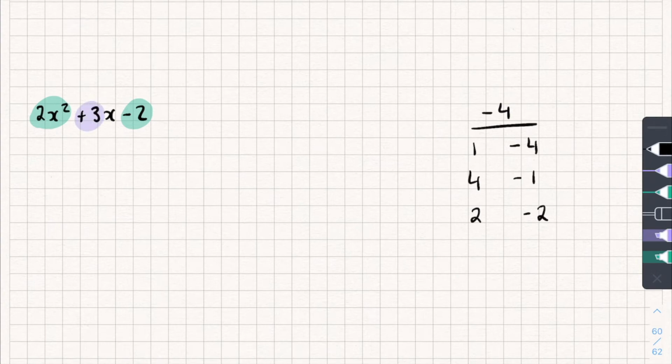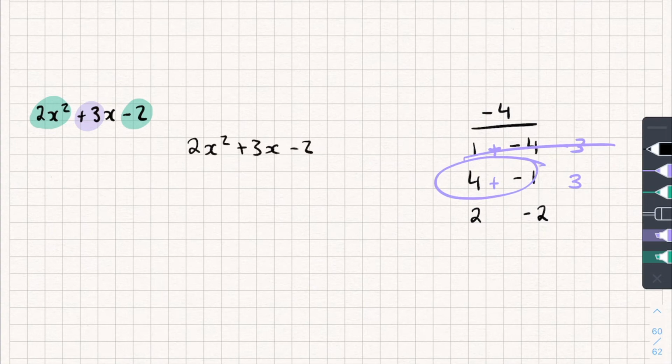So let's have a look. We've got 1 plus negative 4, well, that gives me negative 3, so it's not that one. We've got 4 plus negative 1, which gives me positive 3. So this is the pair of factors I'm interested in. So let me rewrite the original quadratic once again, using these 2 factors. So we get 2x squared plus 4x minus x minus 2. And again, it doesn't matter if I wrote 2x squared minus x plus 4x, doesn't matter the order.